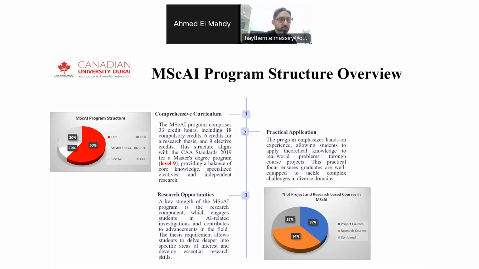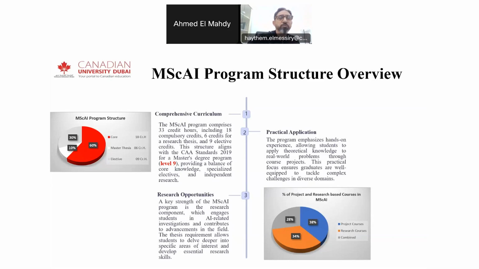research master thesis. So here, in a very simple way, the program is 33 credit hours, consisting of 18 credit hours, which is equivalent to 6 core courses. And then you're going to have 9 credit hours, which is equivalent to 3 elective courses.